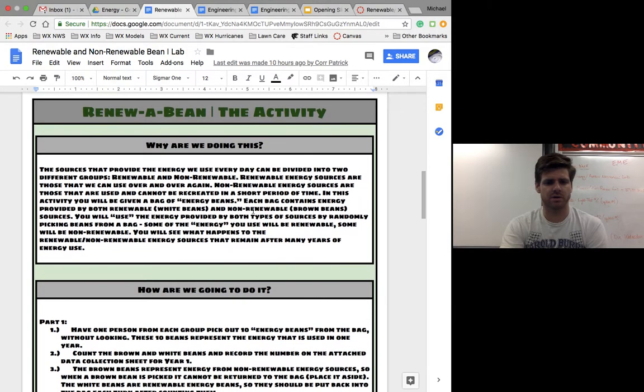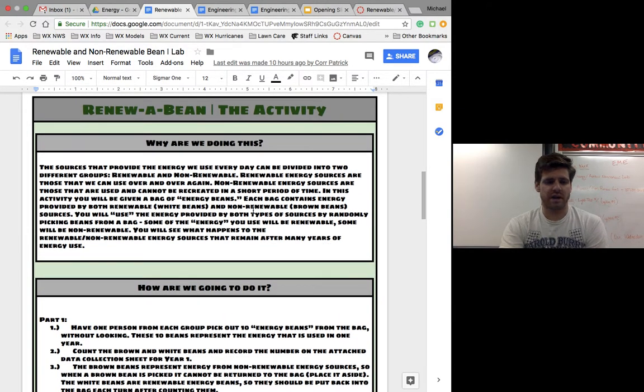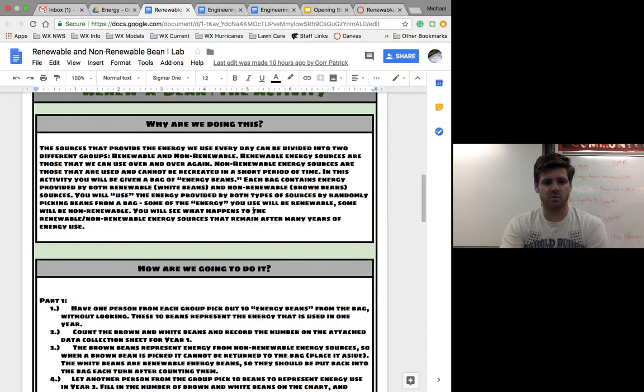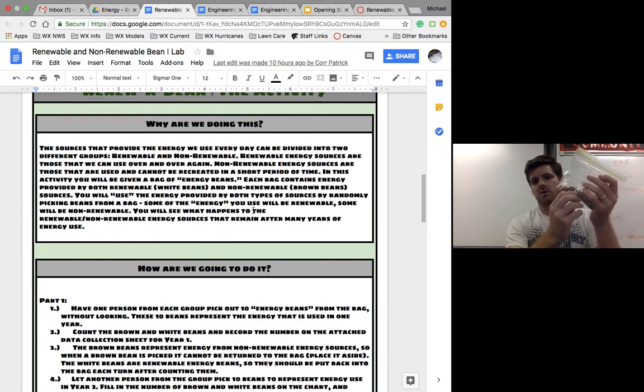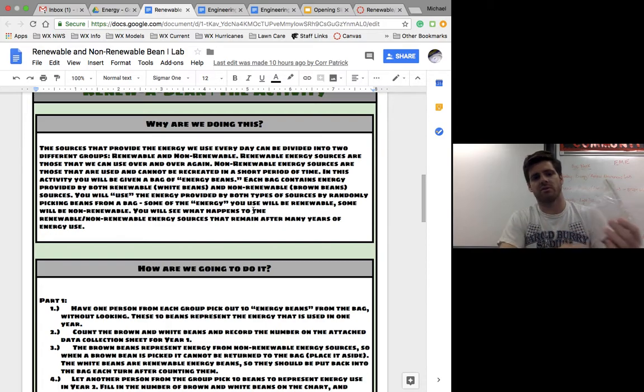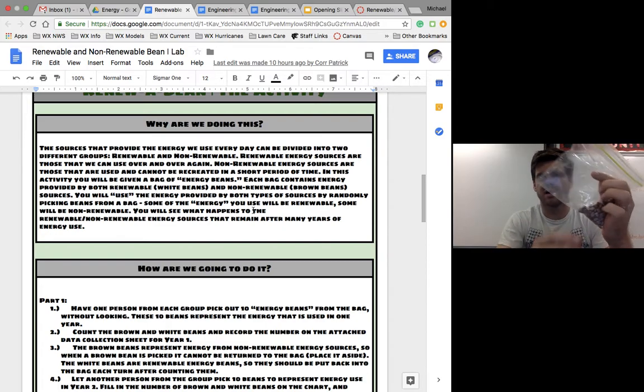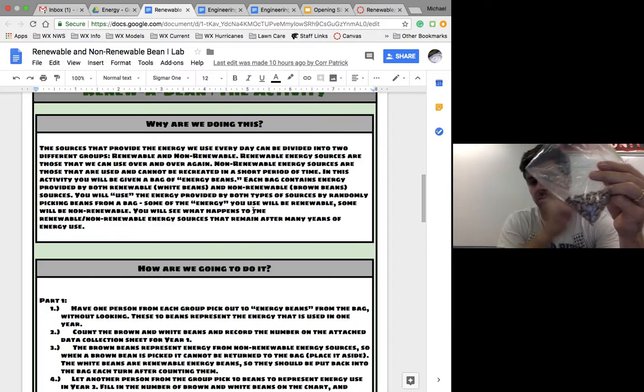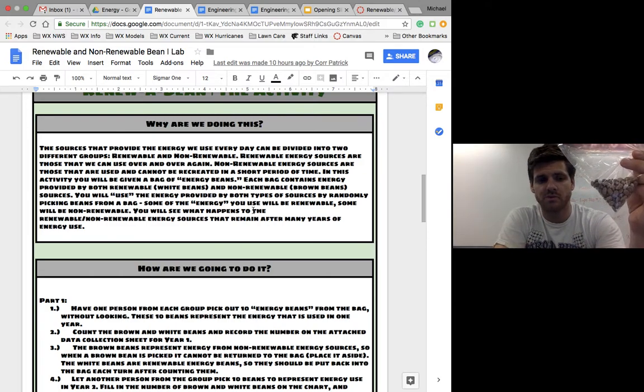Now the second part here is the renewable activity. In this one, what we're going to use is a bag of beans. And inside of this bag of beans, there are brown beans and there are some white beans. Now the brown beans represent non-renewable energy, and the white beans represent renewable energy.